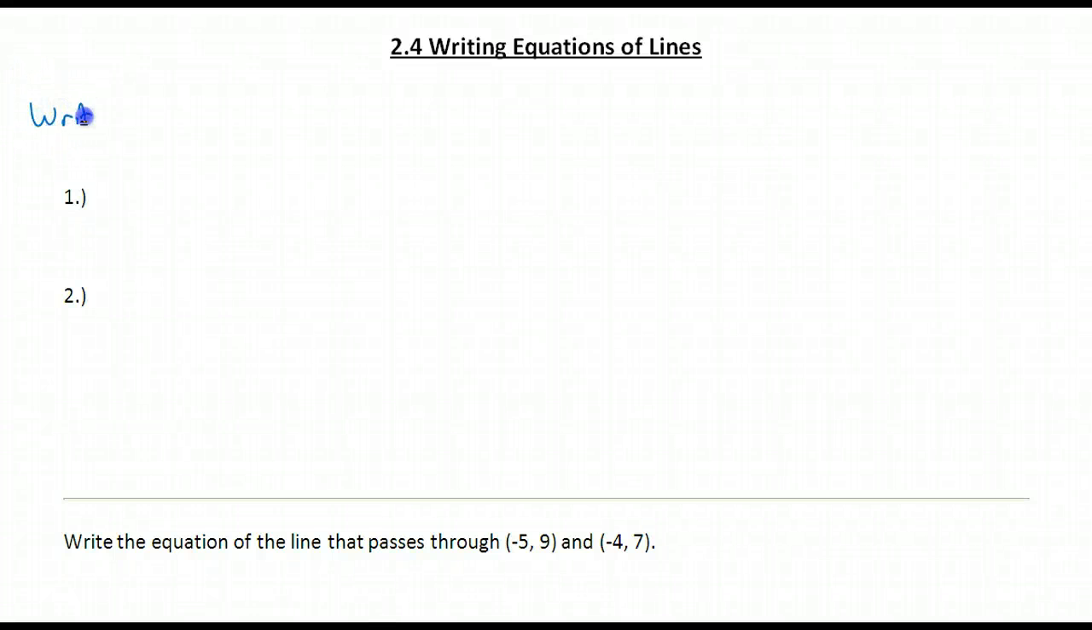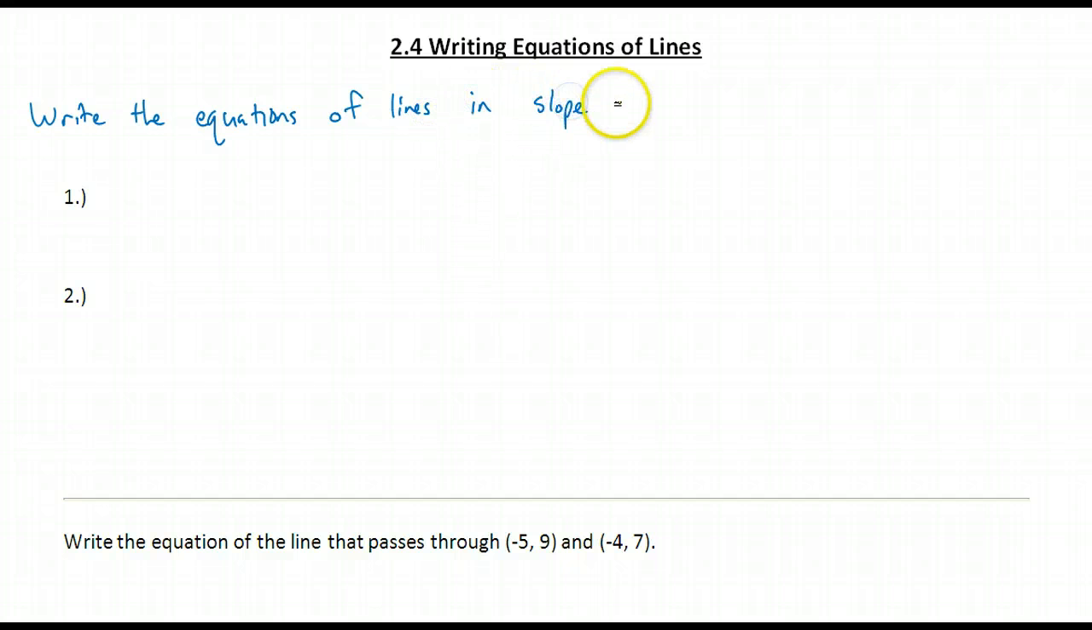We always want to write the equation of lines in slope-intercept form. Slope-intercept form is y equals mx plus b.